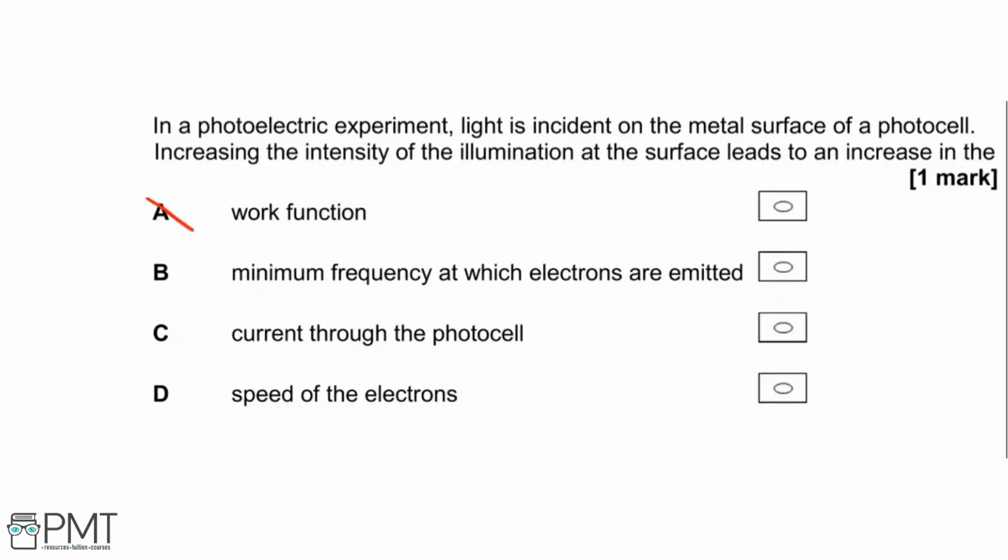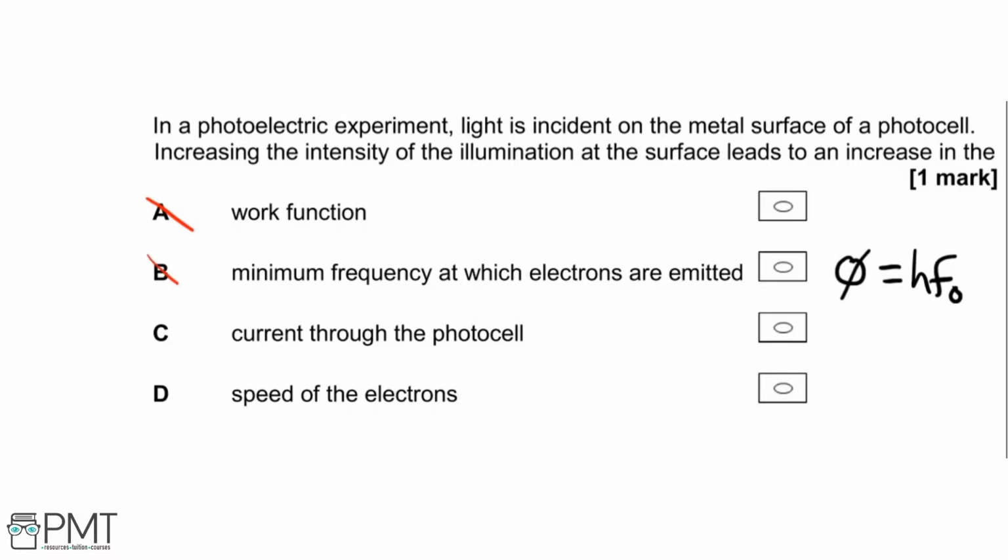For part B, the minimum frequency at which electrons are emitted, well, actually the threshold frequency is specific to the metal as well, and that minimum frequency is proportional to the work function. It can be shown through this equation: phi equals h f0, with phi being the work function, h being the Planck constant, and f0 being the threshold frequency. So B is also incorrect.